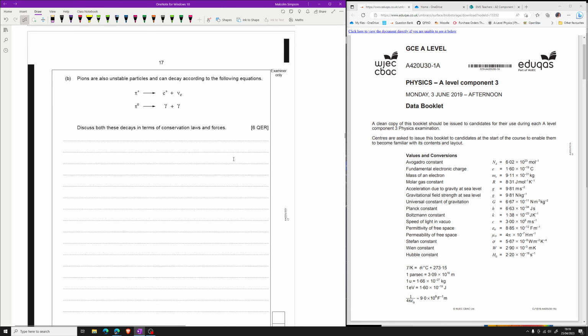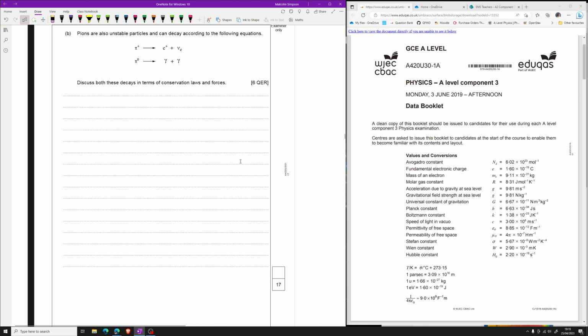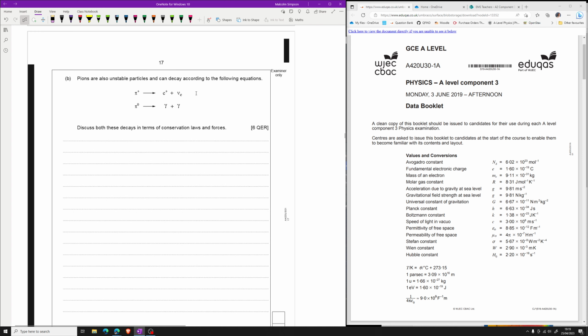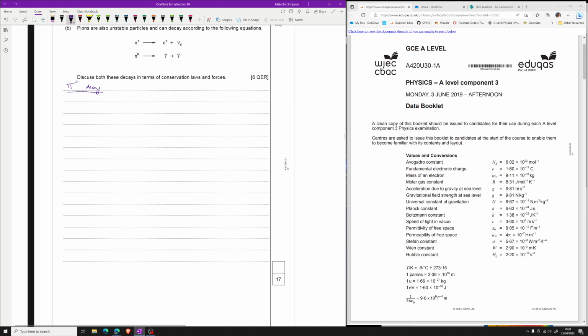Pions are also unstable. Oh, good Lord, it's a 6-mark QER. I wasn't expecting that. And can decay according to the following equation. So 2 choices here depending on the pion. This one's a pi plus and has got some charge to get rid of. Discuss both these decays in terms of conservation laws and forces. So what I'm going to do is literally just write as headings pi plus decay. That's my first heading, and then somewhere halfway down the page pi 0 decay.